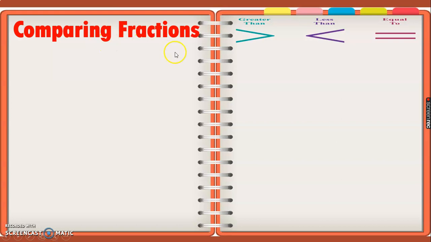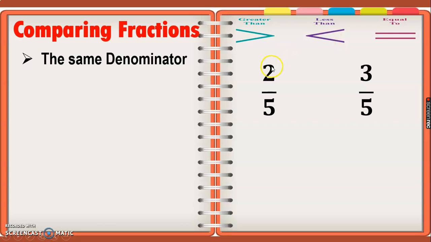So, comparing fractions using greater than, less than, or equal to. First, the same denominator. We have 2 over 5 and 3 over 5. So first step, the denominators are the same value, which is 5, right?